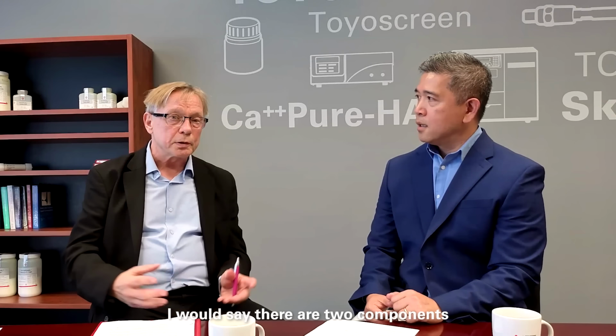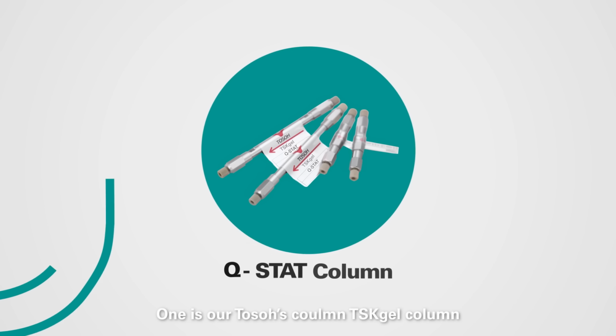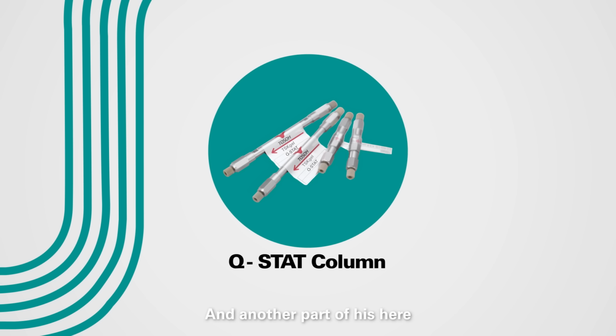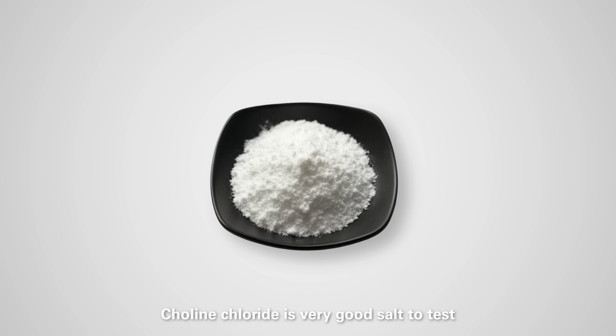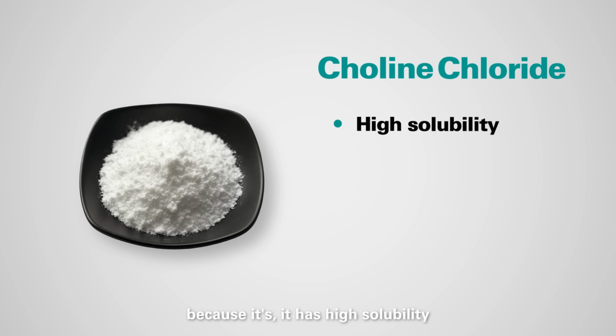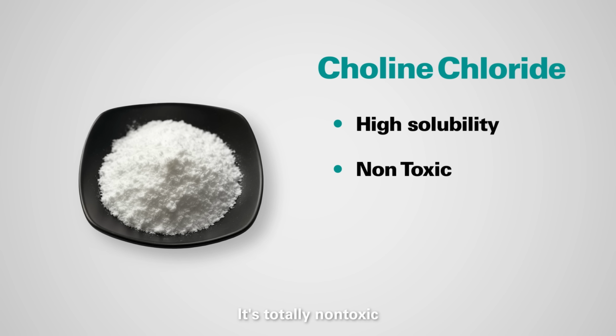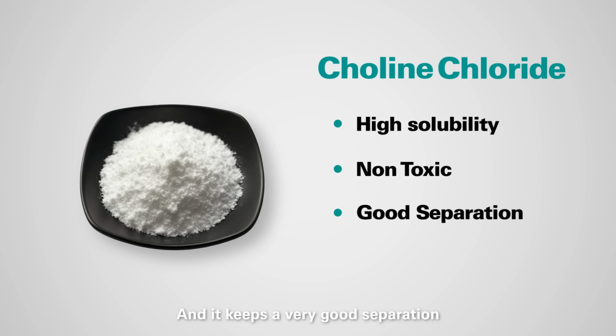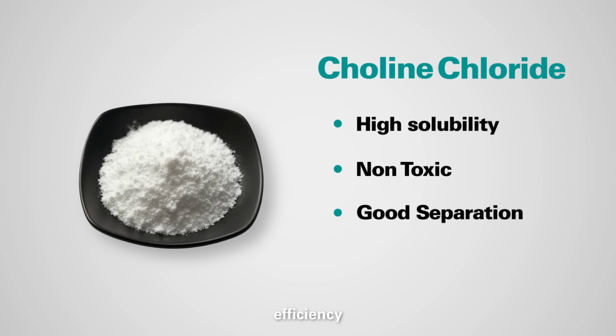Yeah, I would say there are two components. One is our Tosoh column, the TSKgel Q-STAT column, and the novel part is using a totally new type of gradient salt. We call it choline chloride. Choline chloride is a very good salt to test because it has high solubility, it's totally non-toxic, and it gives a very good separation efficiency.